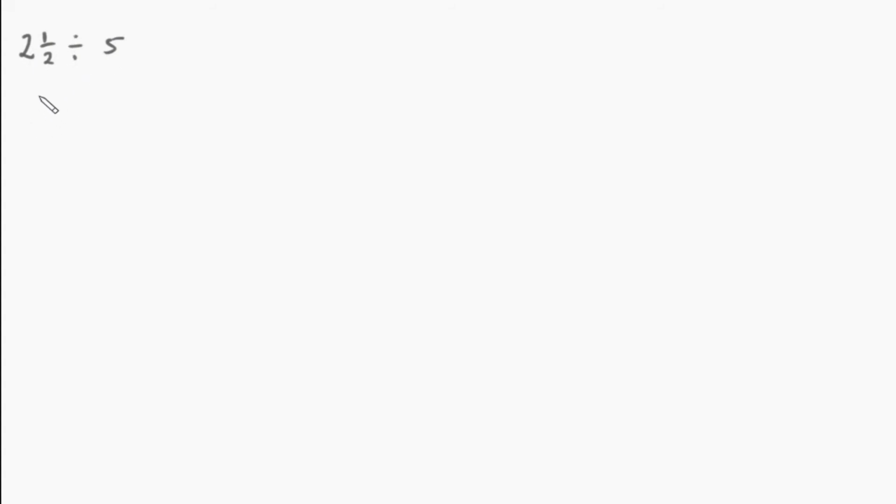Now we will switch to something very important. Let's change this mixed number into an improper fraction. What do we do? We say 2 times 2, then add 1. 2 times 2 is 4, plus 1 is 5, over the denominator here, which is 2, divided by 5.